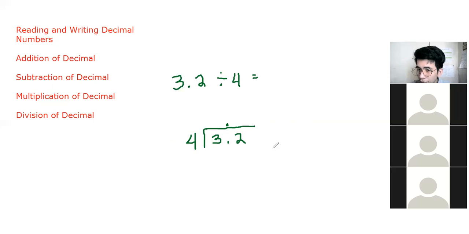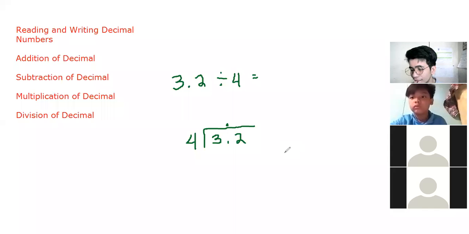Sir, 32, sir. Hindi natin i-divide as 2.2. Hindi. Aalisin na din natin kasi si decimal. Inilagay na natin sa taas. Kaya magiging 32 divided by 4. 8.